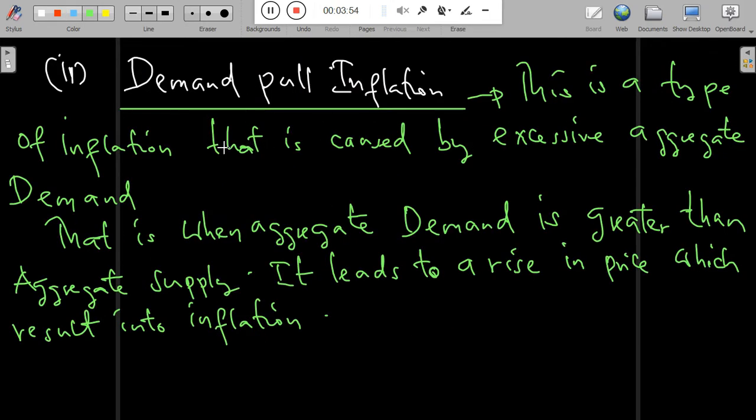But we also have another type of inflation, that is demand-pull inflation. This is a type of inflation that is caused by excessive aggregate demand. When aggregate demand increases and is greater than aggregate supply, it will lead to a rise in prices, which will result in inflation.